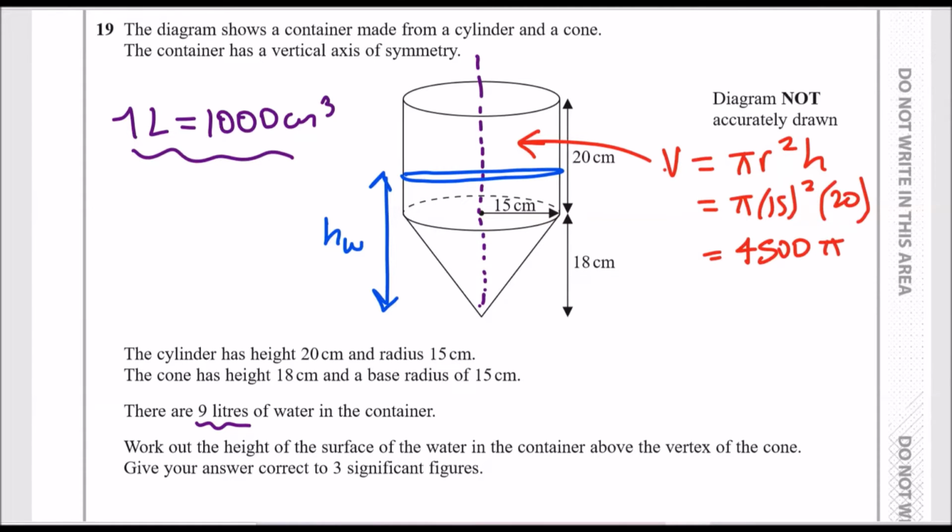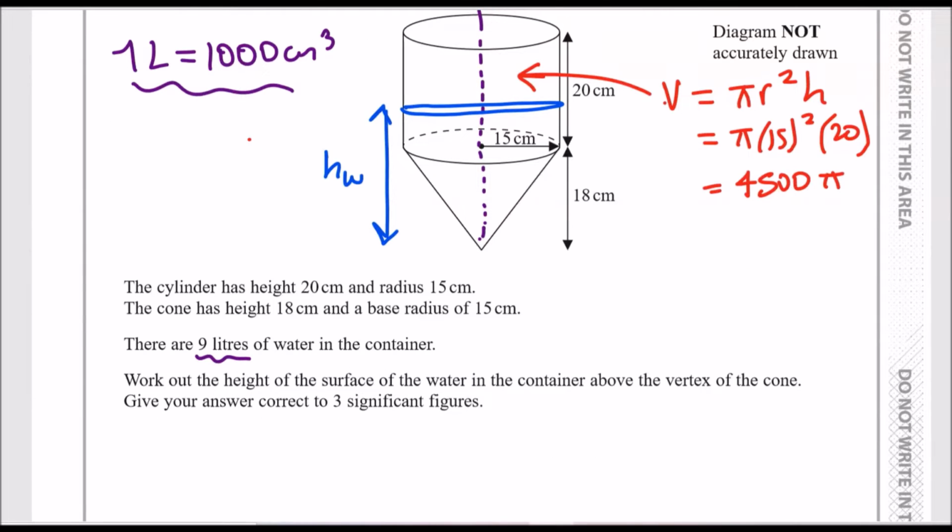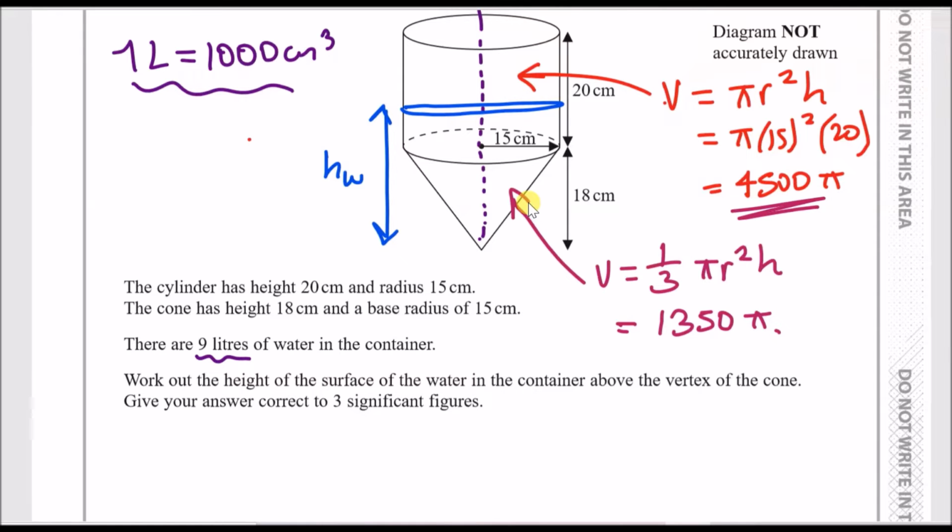So always just work out in pi form, yeah? Try not to simplify yet. And as for the volume of the cone, this one's also given, and it's a third pi r squared h. So it's actually 1/3 of the cylinder. Now the only difference here is that the radius is the same, but the height is different. So the value is going to be 1/3 times pi times 15 squared times 18, and this should give us 1350 pi. Again, always leave your answers in pi form, yeah?